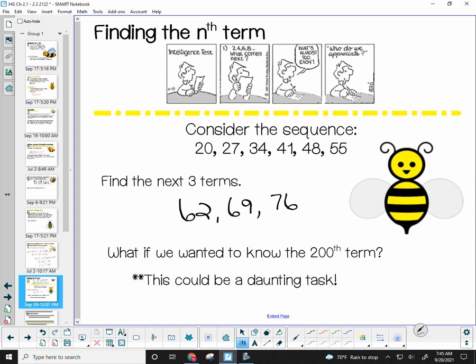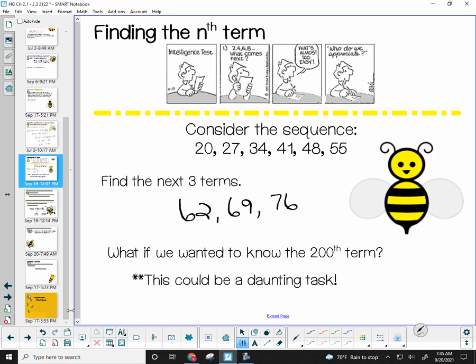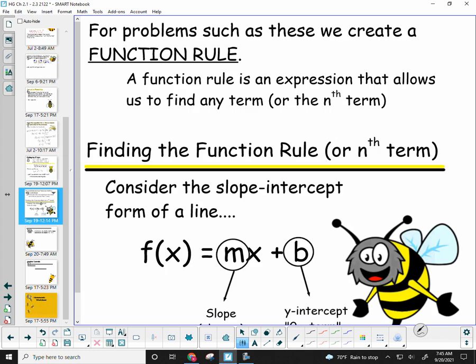And this is what will probably be familiar to you, maybe just not thinking about it in terms of what's called the nth term. So we're going to come up with a function rule. So in the past, I think you've probably called it a function rule, to write an equation, basically a function, so that we can plug in that I want the 200th value and it spits out the answer for me. Okay, so here's how it works.